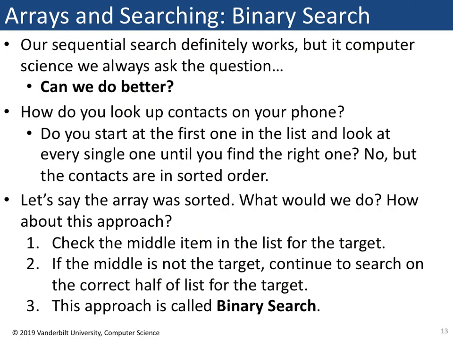Sequential search will definitely find the answer. We'll definitely be able to find out where the item is located if it exists. But in computer science, we always ask the question, can we do better? Like we said, this is a bit of an exhaustive method. To be able to prove that it doesn't exist in our filing cabinet, as an example, we have to look through every single file.